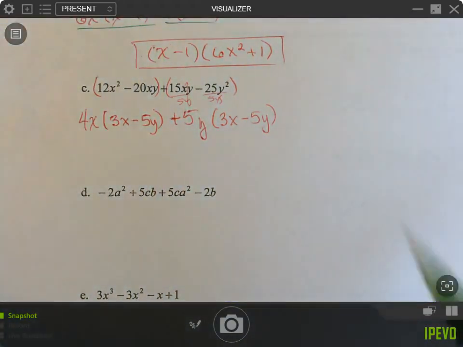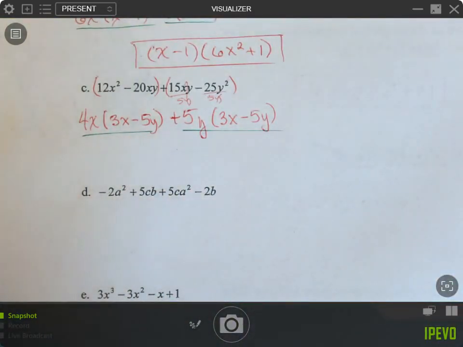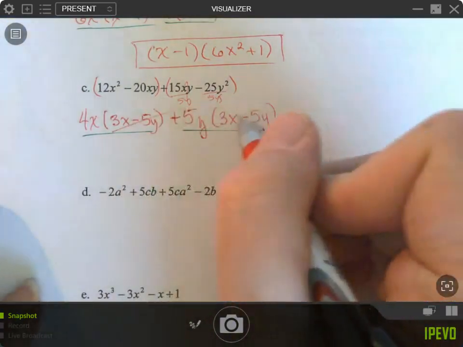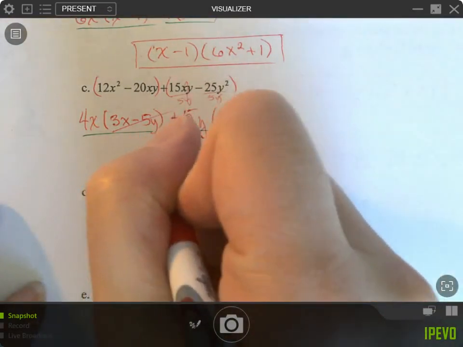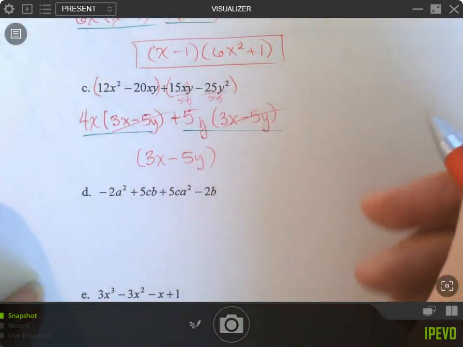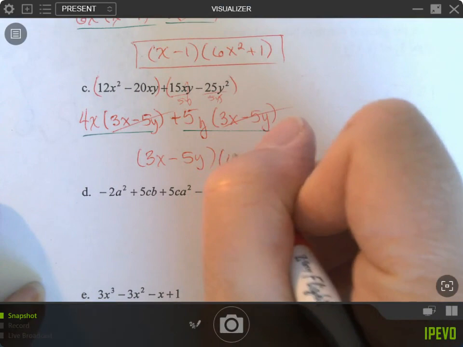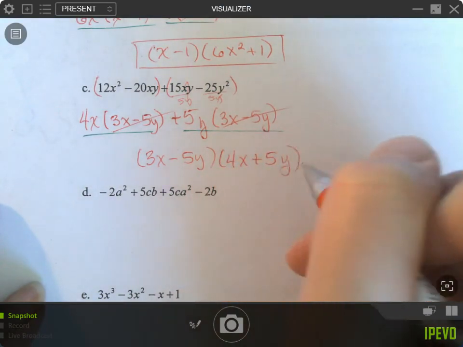Now, if we look, there are 2 terms here. What do they have in common? Again, what's in parentheses? It's almost like it's circled for you. Did you catch that? They both have the 3x minus 5y. Once I take that out, what's left over? 4x plus 5y.